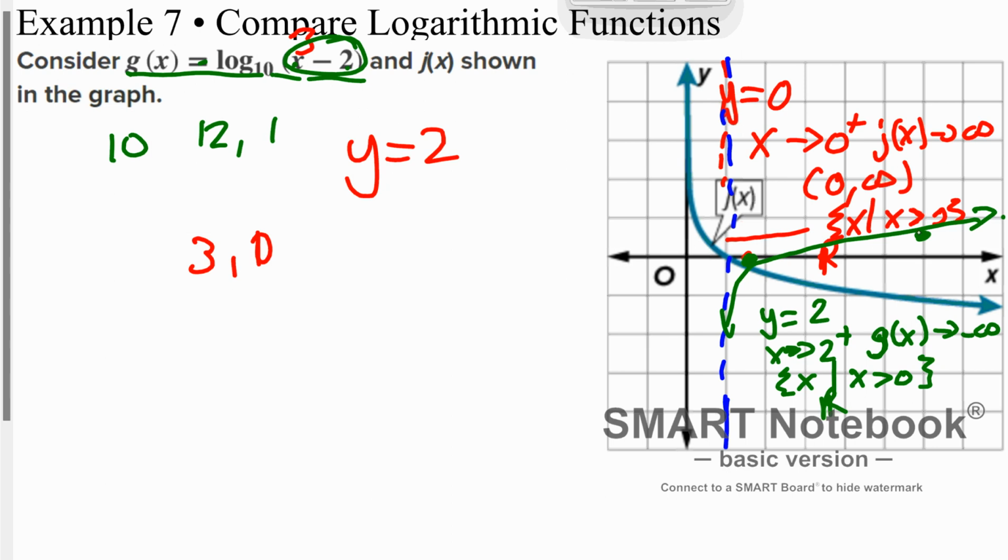So those are kind of the differences: asymptotes, end behavior, domain, and my range. So that's how you kind of compare them.